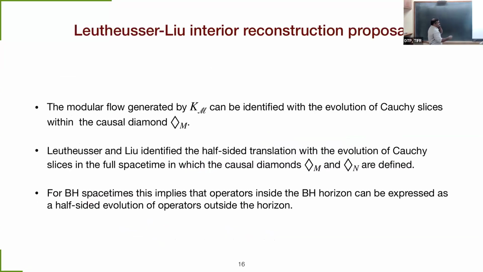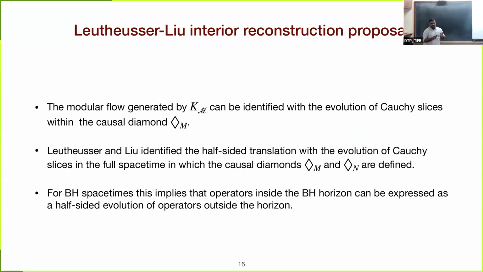Okay, so I will give an example after this. Now, the proposal of Leutheusser and Liu. What they do is the following: you consider the modular flow generated by Km for an operator algebra N, which is in the causal diamond. Now the modular flow can be understood as the evolution of Cauchy slices that are restricted to the causal diamond. It's like the time of that causal diamond.